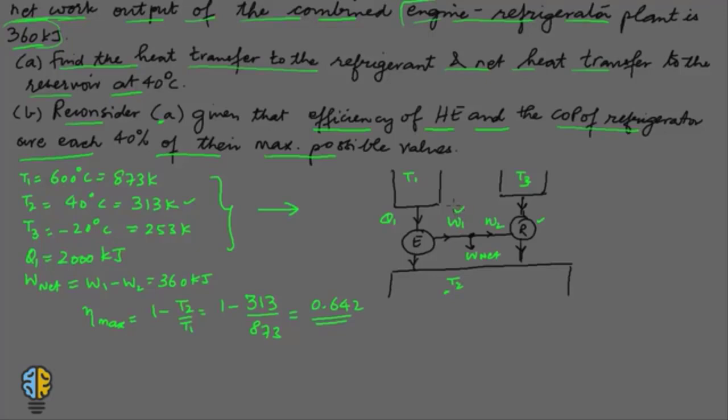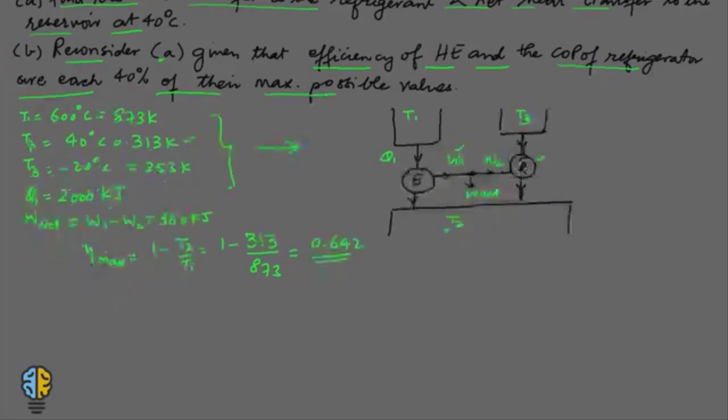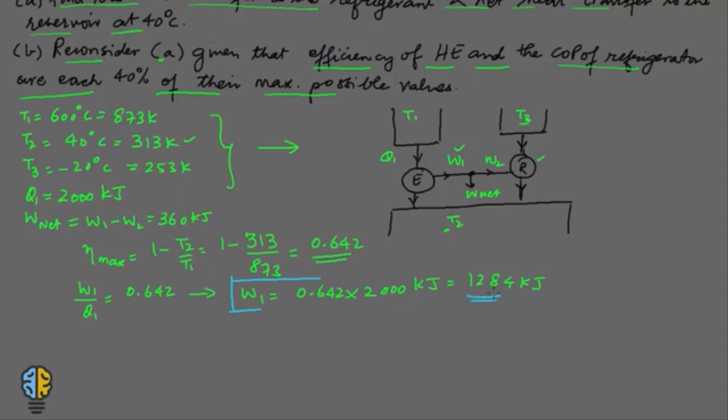Now how much is the work output of this engine? Let's compare that. So W1 upon Q1 is equal to 0.642, isn't it? And this gives the value of W1, which is 0.642 into 2000 kilojoules, and this would be equal to around 1284 kilojoules. So this is the amount of work that we get from the first heat engine.